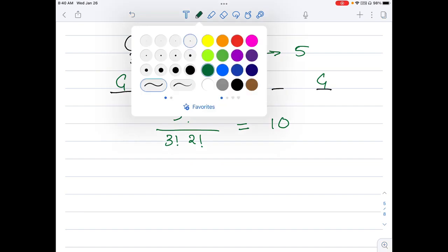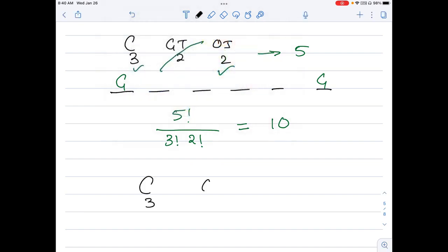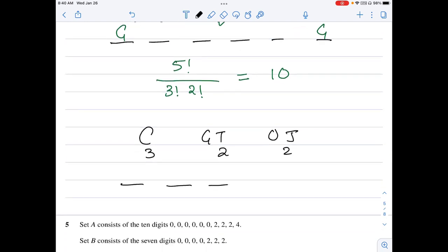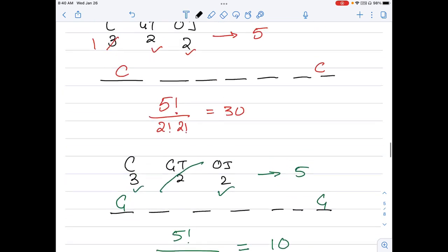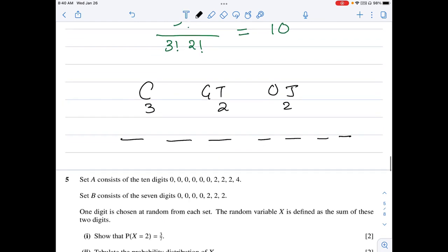Now the third time, what am I going to do again? Cola 3, green tea 2, orange juice 2. So 1, 2, 3, 4, 5, 6, 7. I am going to start with orange juice and end with orange juice. So 2 orange juice are done. Still I'm left over with 5. So it can be done in 5 factorial upon 3 factorial for the colas, 2 factorial for the green teas. 5 factorial upon 3 factorial, 2 factorial will give you 10.